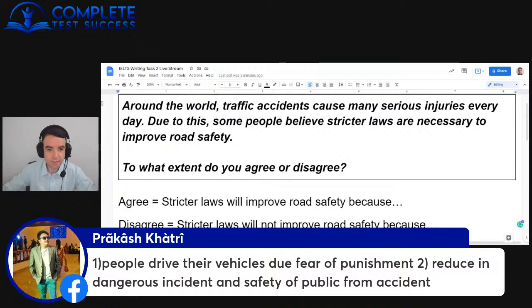People will drive their vehicles due to fear of punishment, reducing dangerous incidents and safety of public from accident. Okay, number one, you're getting close, but it's more of a language issue here, Prakash. You're not stating it clearly enough. So people will drive their vehicles more carefully. That's what you want. So it's not that they'll drive their vehicles, they're already driving their vehicles. So they'll drive their vehicles more carefully due to fear of punishment. And that's the main idea. Okay.